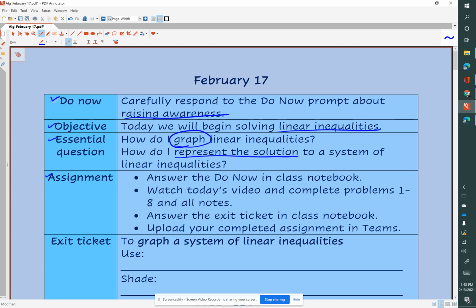Our assignment will be to do our do now in class notebook. We will complete problems 1 through 8, and there's a few notes to write in this lesson. And we will complete our exit ticket in class notebook. And all important, this is where you get your paycheck in the form of a grade and recognition for your work. Please upload your completed assignment in Teams.